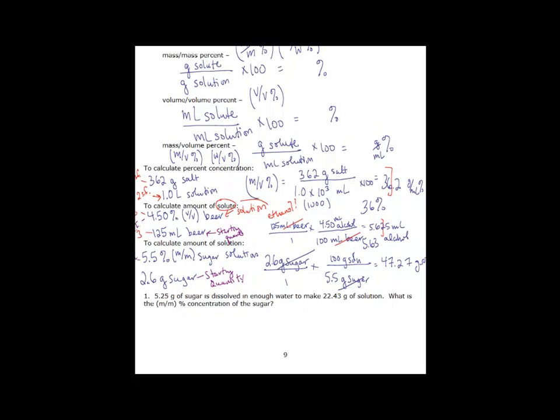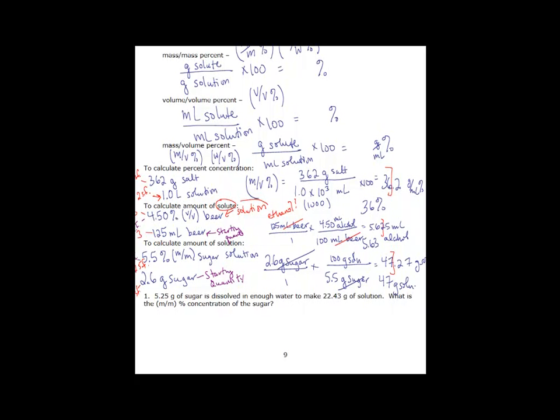And I wrote my units out. That probably got cut off. Check my sig figs. 2 sig figs. 2 sig figs. So my answer can't have more than 2 sig figs. So it's 47 grams of solution.